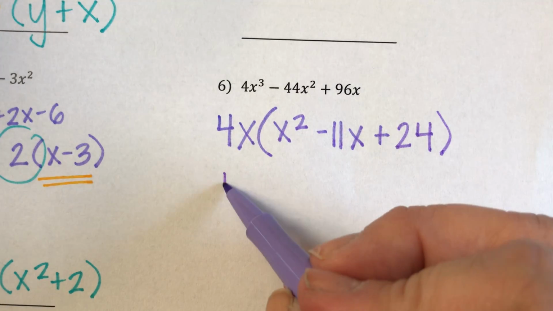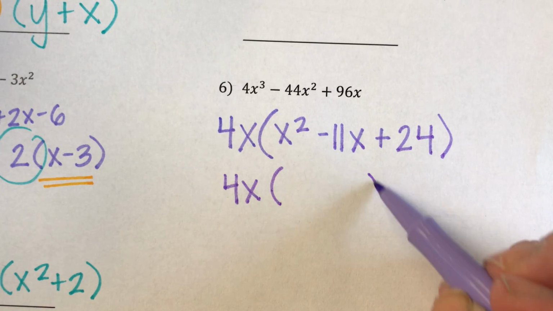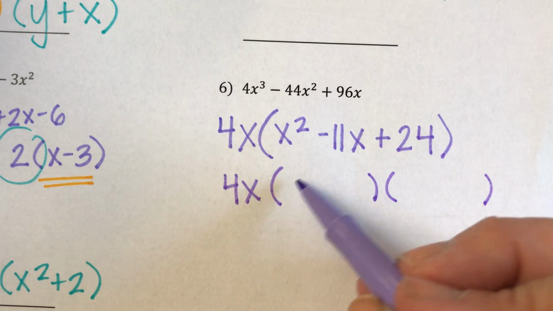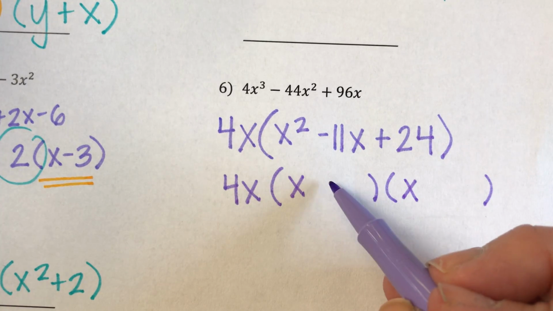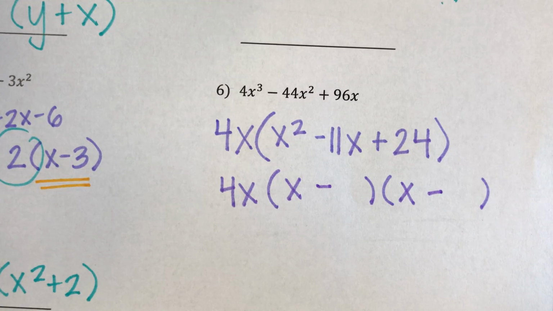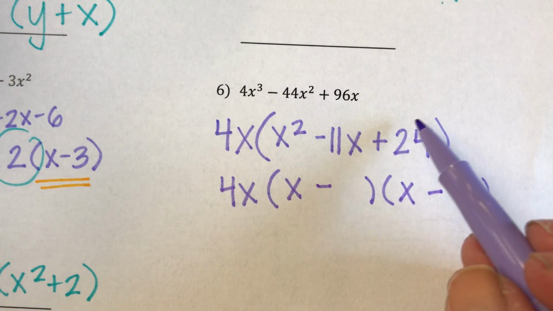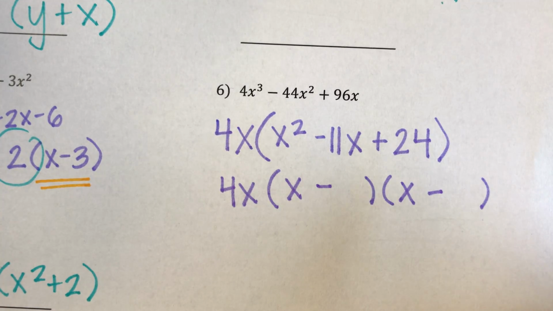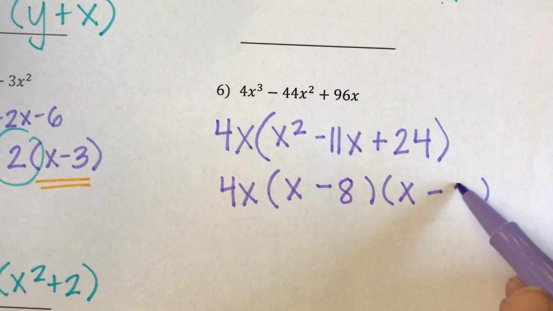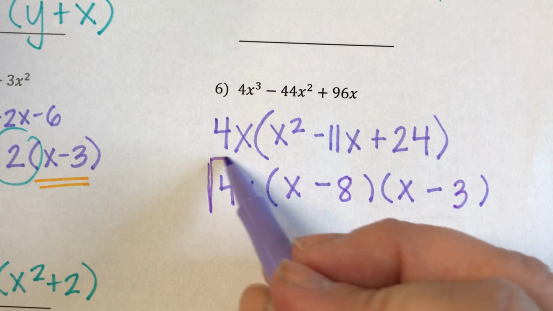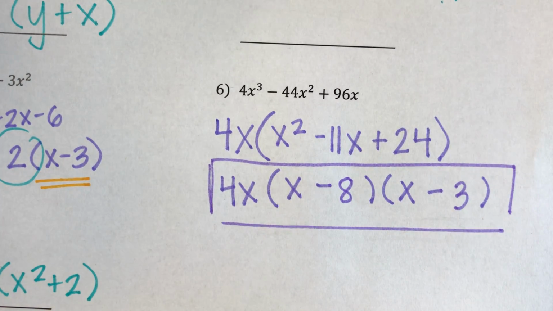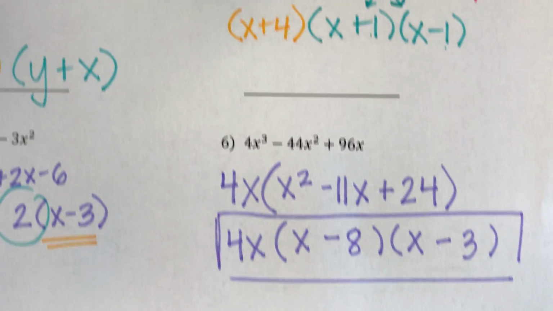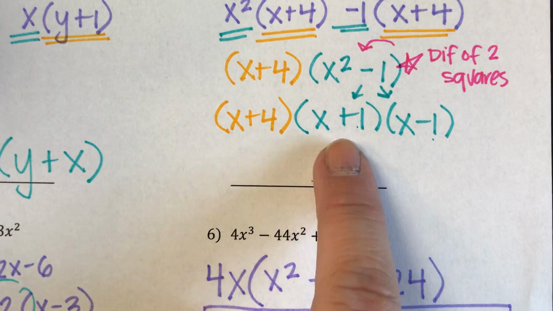Okay, so 4x, but then this is a trinomial, so I'm going to set up my 2 parentheses. X times x makes x squared. This is a plus, so 2 of the same, and it's going to be 2 minus signs. And then what can you multiply to make 24 that adds to negative 11? Negative 8 and negative 3. So this would be our answer, right? Not a difference of 2 squares, so we're done. So when you're factoring, make sure that you're checking your binomials to see if they're a difference of 2 squares.